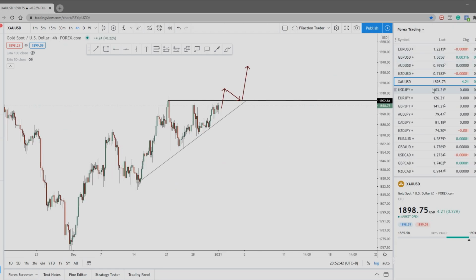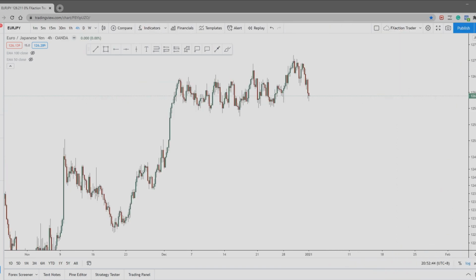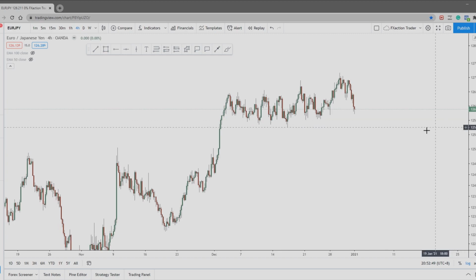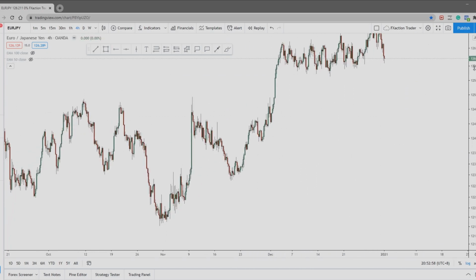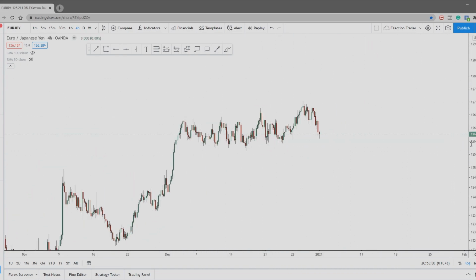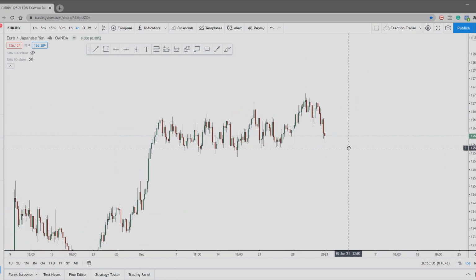Alright, let us move to the yen pair. Euro yen has been quite tricky for the past few weeks, because we can see the market has been in a sideways condition starting from early December until the end of the month. But whenever we have a sideways market, it's actually very good for us to wait patiently for the market to show us a very good and sharp signal. So for this sideways market, I can just draw a box like this.